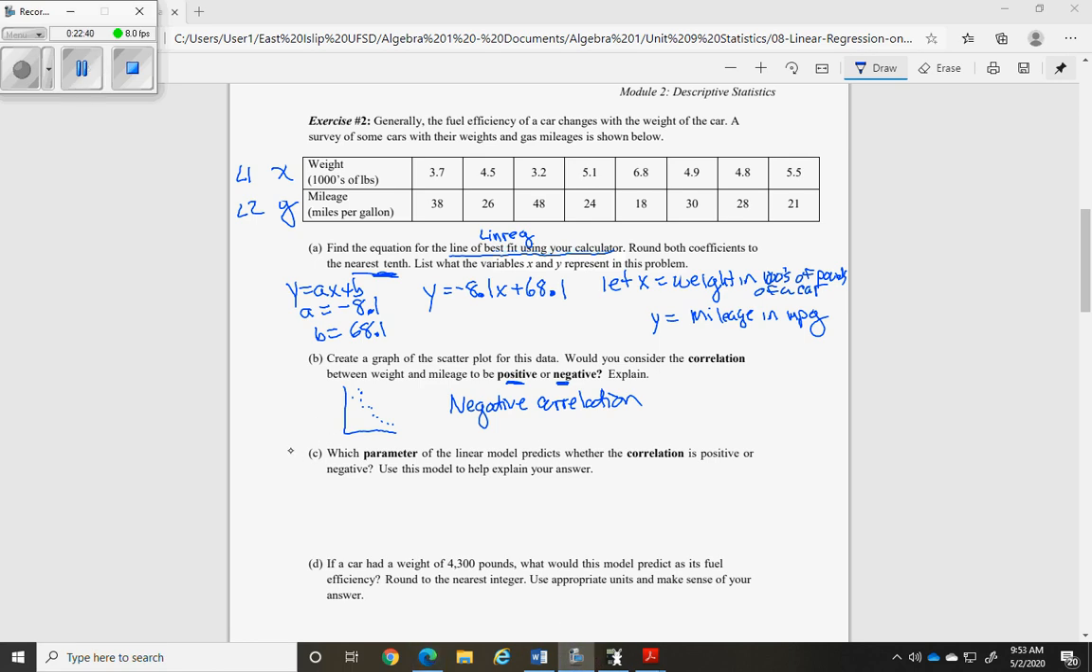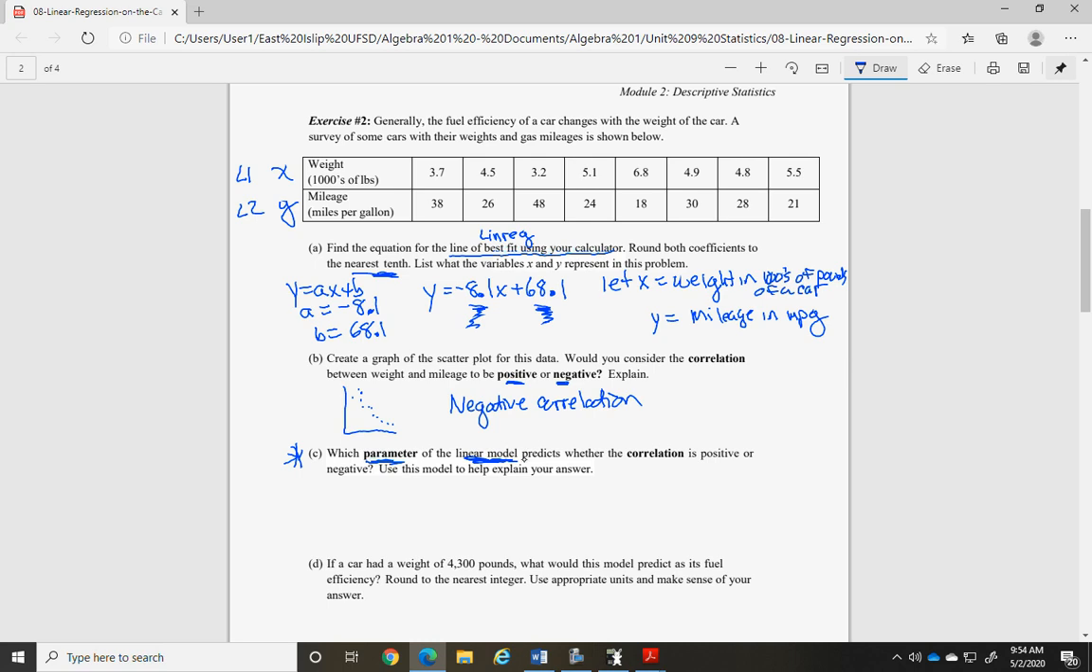So we just have to be careful of, I guess, some vocabulary in this problem. They use these words often on Regents exams. Which parameter? They mean which number in the equation, a negative 8.1 or the 68.1. Which parameter of the linear model? They call this a linear model because it's what's modeling the situation. It might not be perfect, doesn't hit every point when I draw that line through it, but it models the situation well.